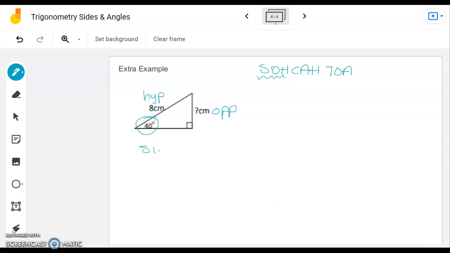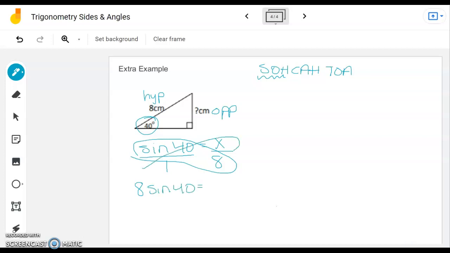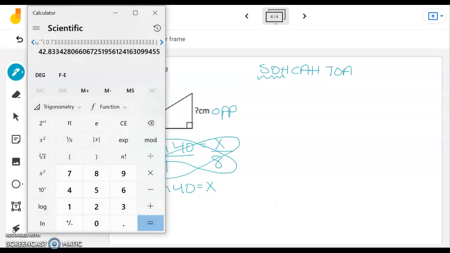So I'm going to have sine. There's my theta, 40 degrees, equals opposite. That's my question mark. I'm just going to put an X over hypotenuse 8. Okay, if I want to, I can put this over 1 and make it a proportion, make it easier to cross multiply and divide. So I'm going to cross multiply. I get 8 sine of 40 equals, cross multiply the other direction, I get X. So now I'm going to bring up my calculator.